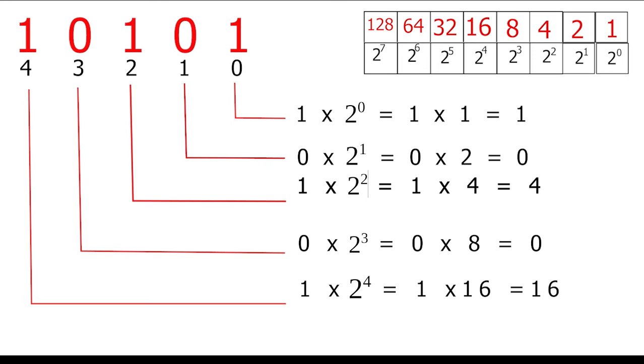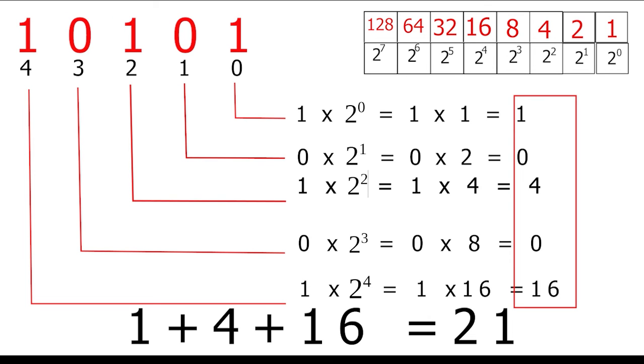Kung mapapansin nyo, parehas lang sila ng manner ng counting ng decimal number system. Ang kaibahan nga lang, kung ang decimal counting ay base 10, itong binary ay base 2. At kung mapapansin nyo rin, every bit or digit with the value of 0 is equal to 0, because any multiplying by 0 makes the product equal to 0. Now, we are going to sum these digits. At i-disregard natin yung mga value na 0. So, 1 plus 4 plus 16 is equal to 21. So, ang decimal value nito ay 21.